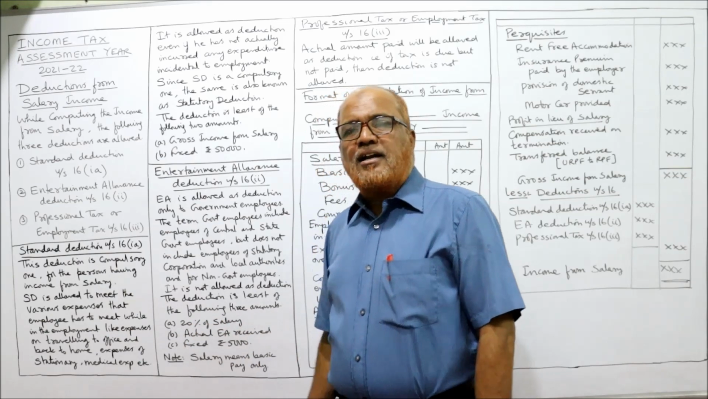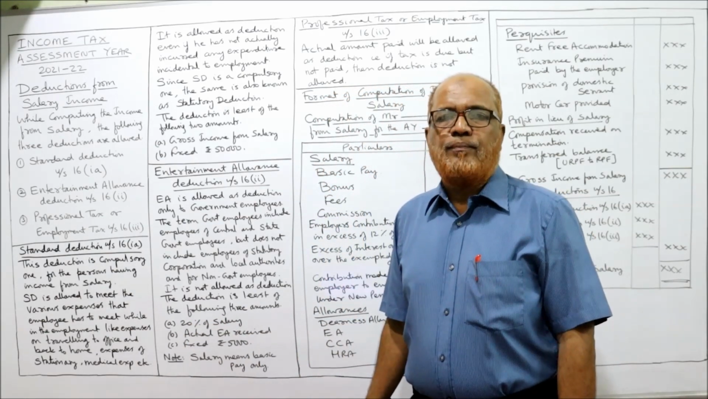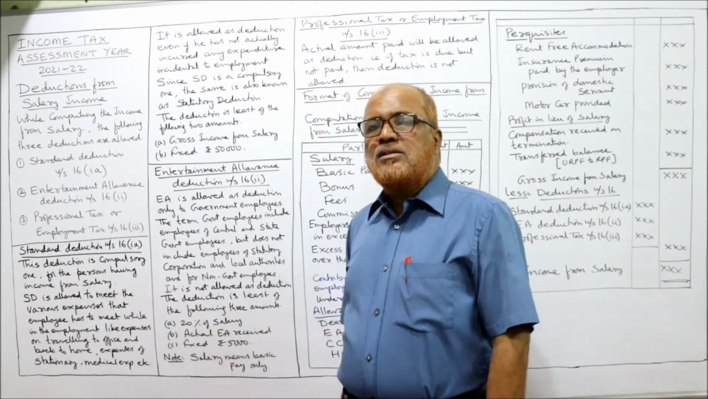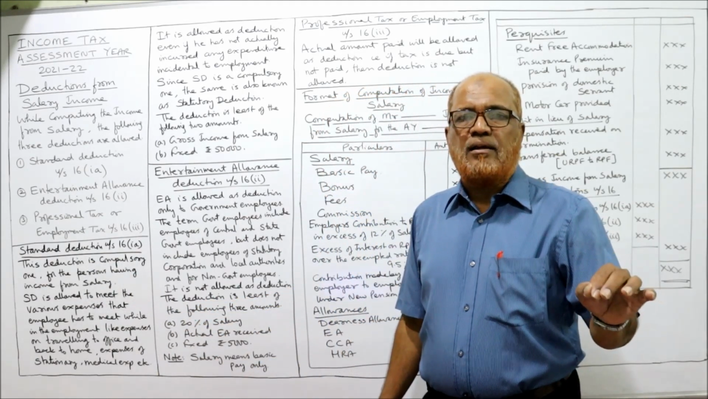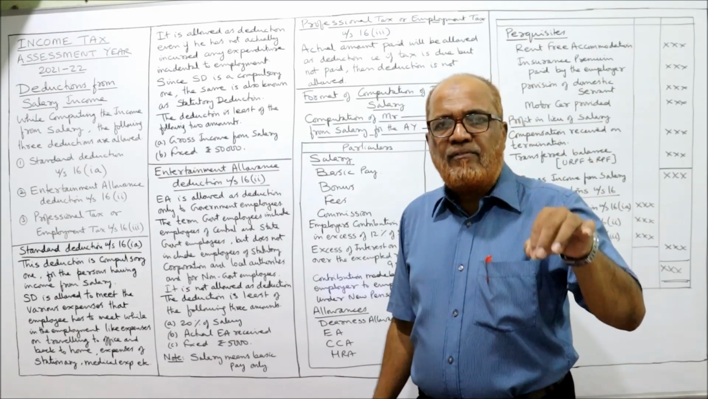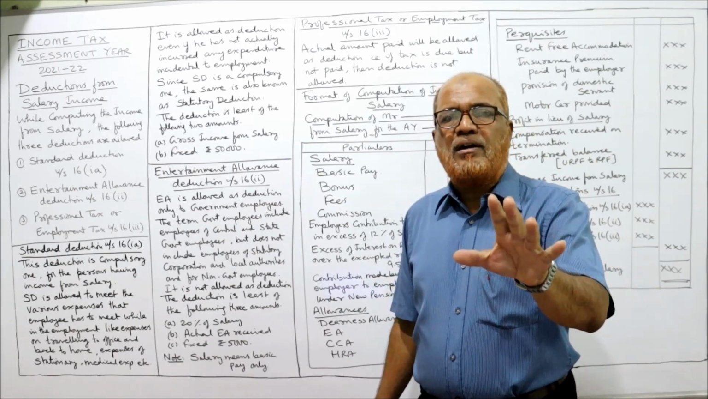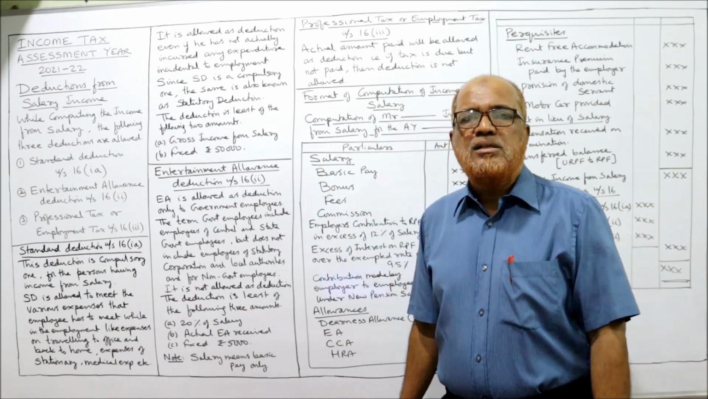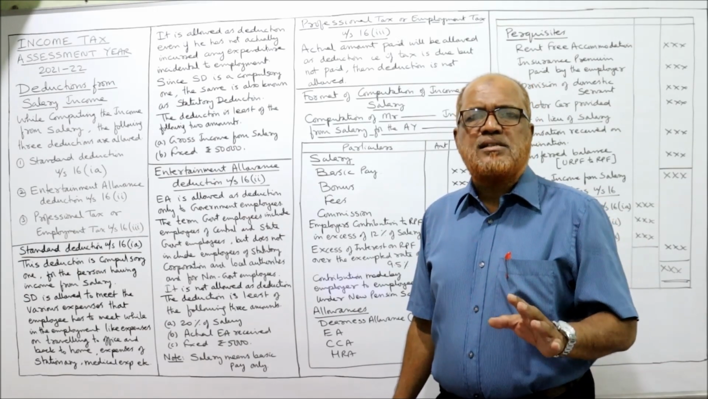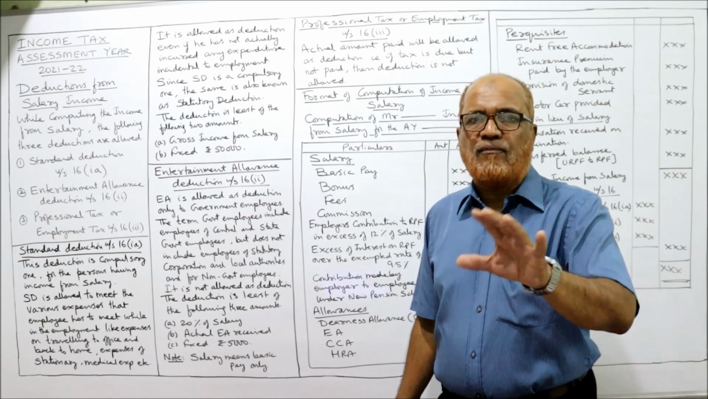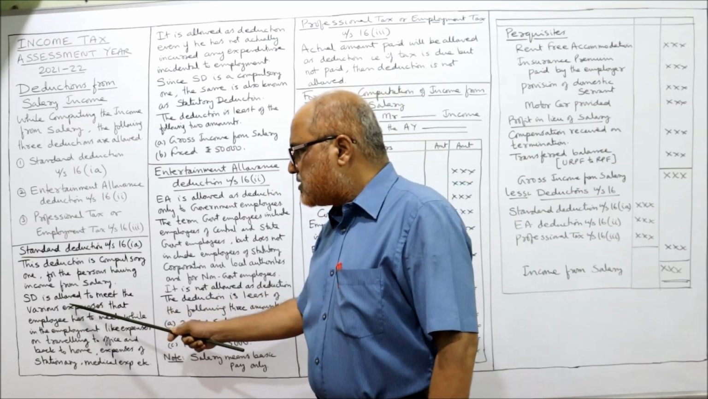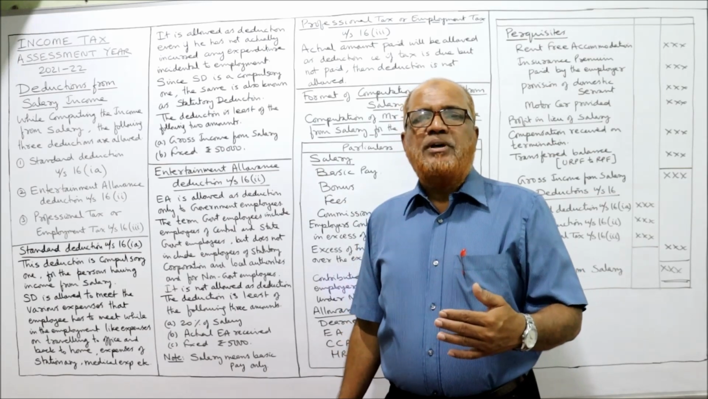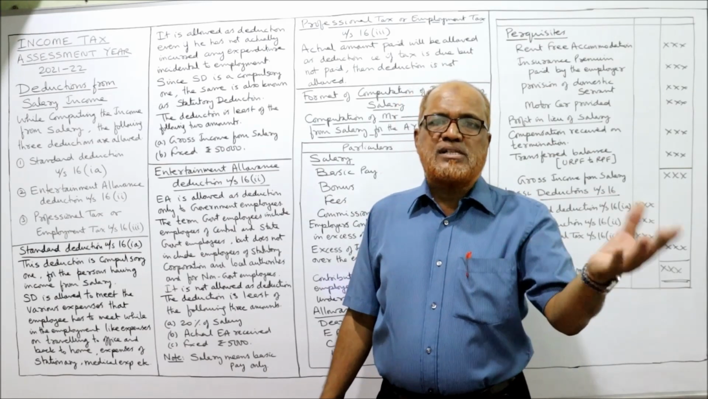First, standard deduction under section 16(1)(a). It is a compulsory deduction for persons who have income from salary. Any person who has income from salary will definitely get this compulsory deduction called standard deduction. Every assessee who has income from salary is allowed standard deduction to meet the various expenses that an employee has to meet. The employee has to meet a number of expenses relating to his employment.